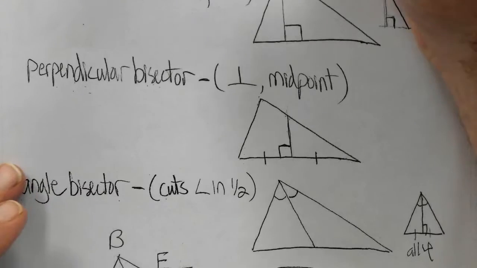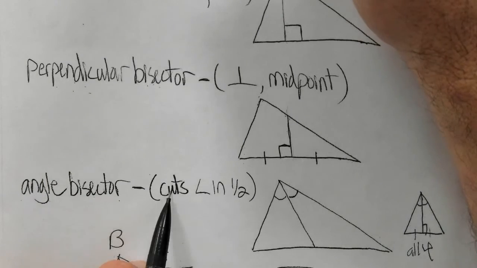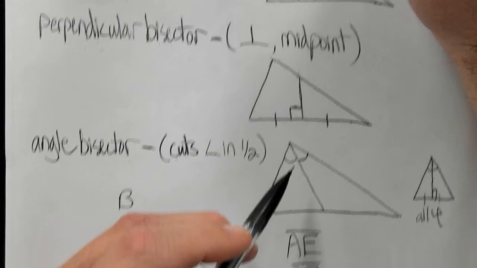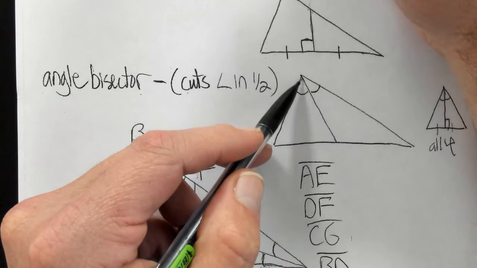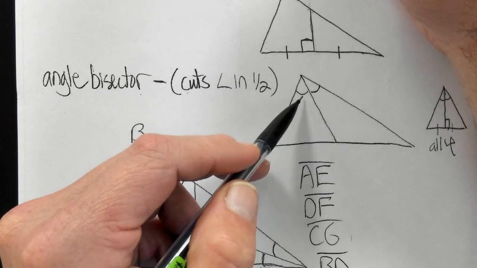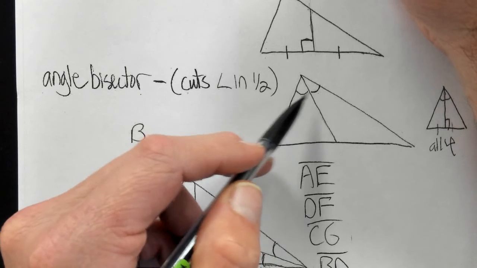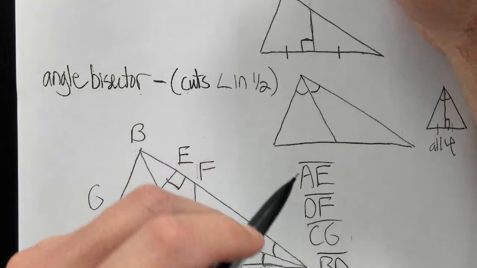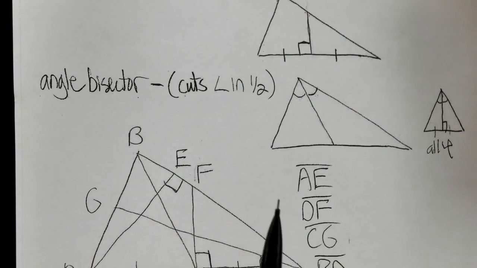Then we have an angle bisector, and an angle bisector cuts an angle in half. So an angle bisector will look like this. It comes and hits and cuts an angle in half, and it'll be denoted by these two congruent markings.